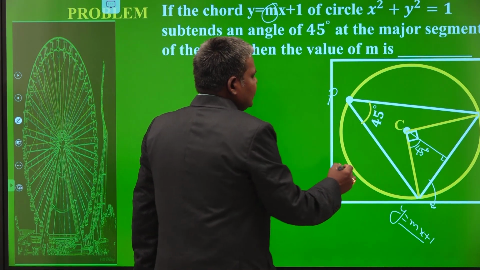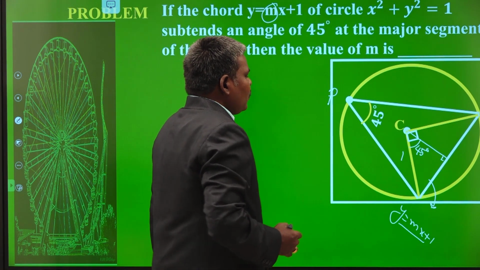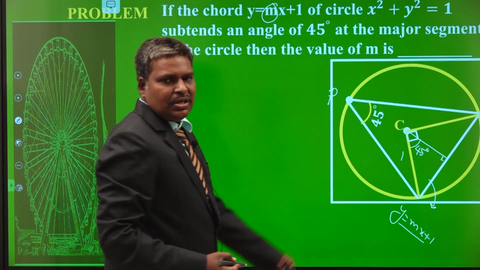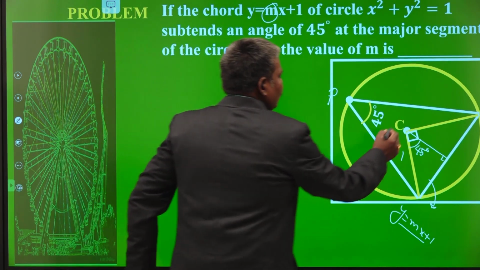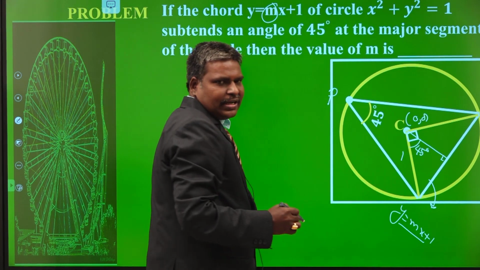You know the radius of the circle. What is the radius of the circle? 1 unit. Now, can you find the distance from here to here or not? You know the line equation. You know the coordinates of the center. What are the coordinates of the center? 0, 0. Can you find the perpendicular distance or not?